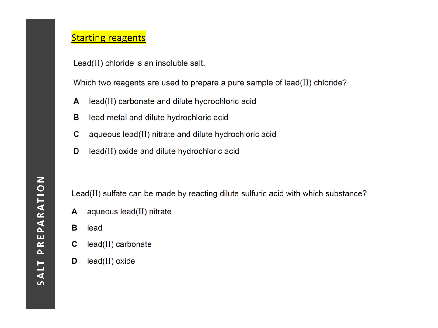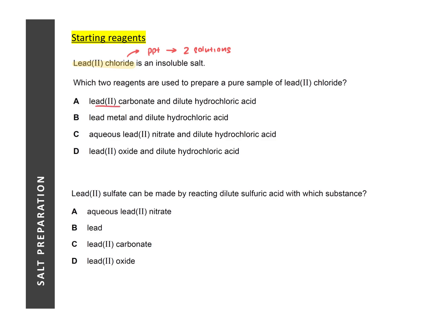The next few questions are related to that of starting reagents. So for the question on top, we are looking at preparing lead 2 chloride. The question tells you already there is an insoluble salt, so we need to use the precipitation method, and the starting reagents would be 2 solutions. So in this question, the correct option would be the one where we have 2 solutions or 2 soluble substances.